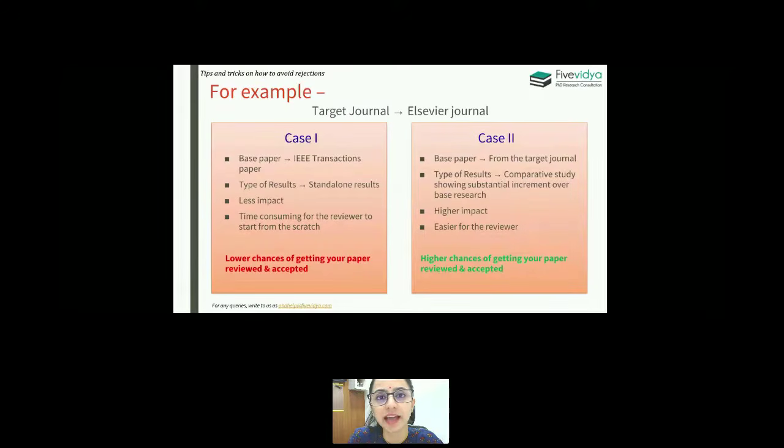Here is an example. I have taken a target journal of an Elsevier journal, and I can give you two cases. In the first case, the base paper taken is an IEEE Transactions paper, and in another case I am taking the base paper of my target journal only. In case one, the results mentioned by the scholar are standalone results, and in case two, a comparative study is shown, which might increase the interest and reduce the chance of rejection by the editor.